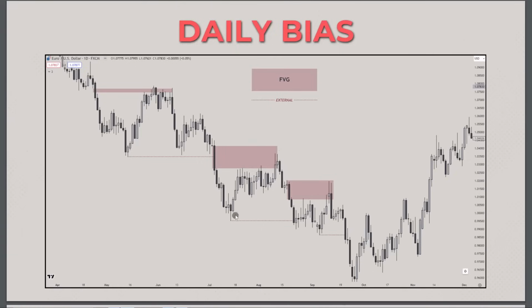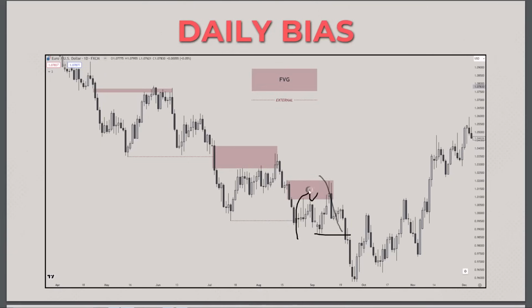Now, where do I go? From this point all the way to this fair value gap, my bias was going up. At this point, we're coming lower, all the way to where? To the external. And you see, it repeats over and over. Price coming into the internal, coming back into the external.